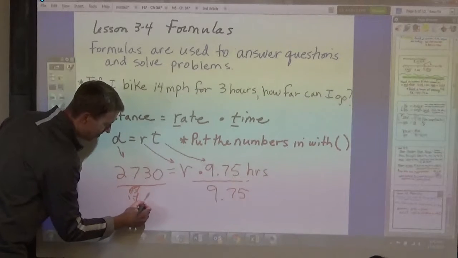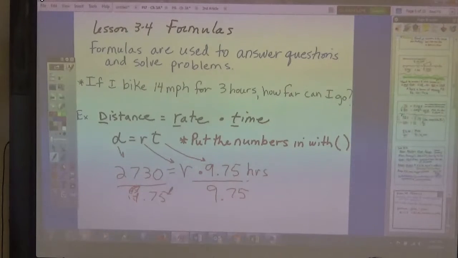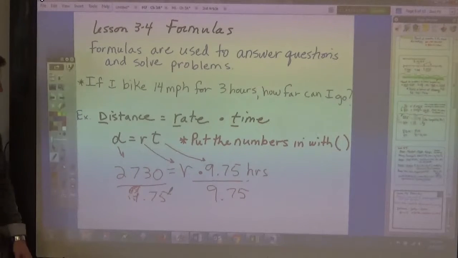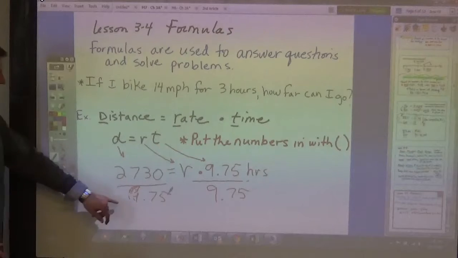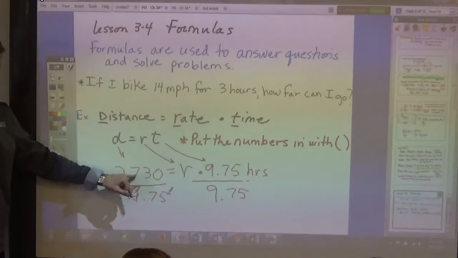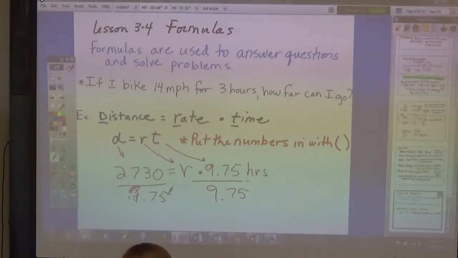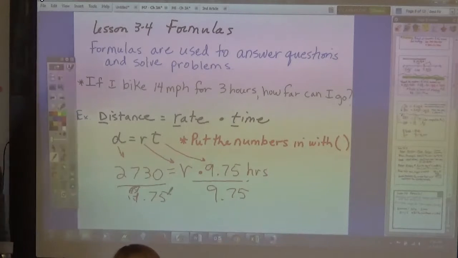That's a 9. It's like a weird deformed square thing. Trust me, it's a 9. So, divide this out. Get out your calculators. And divide that out.